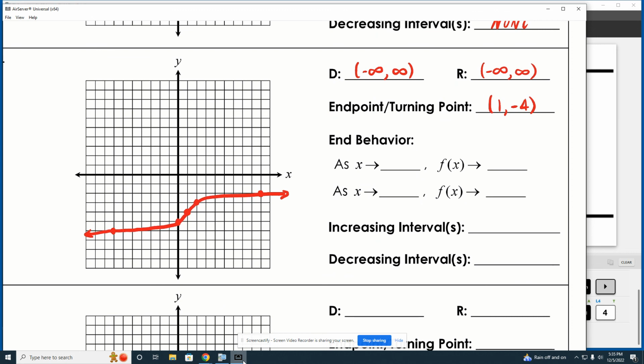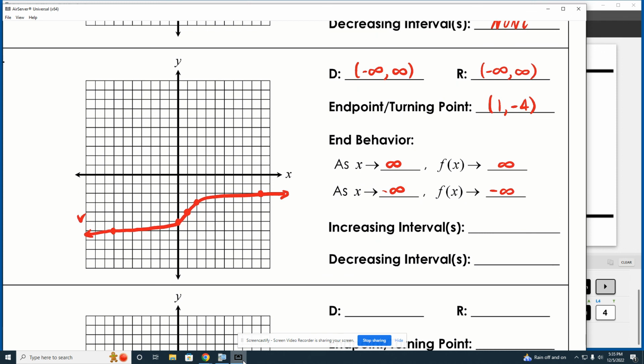So what about end behavior? As x goes off to the right, what is y doing? Well, it's going up. So as x approaches infinity, y also approaches infinity. And to the left, as x goes off towards negative infinity, what is y doing? Well, it continues to go down. So it also approaches negative infinity.